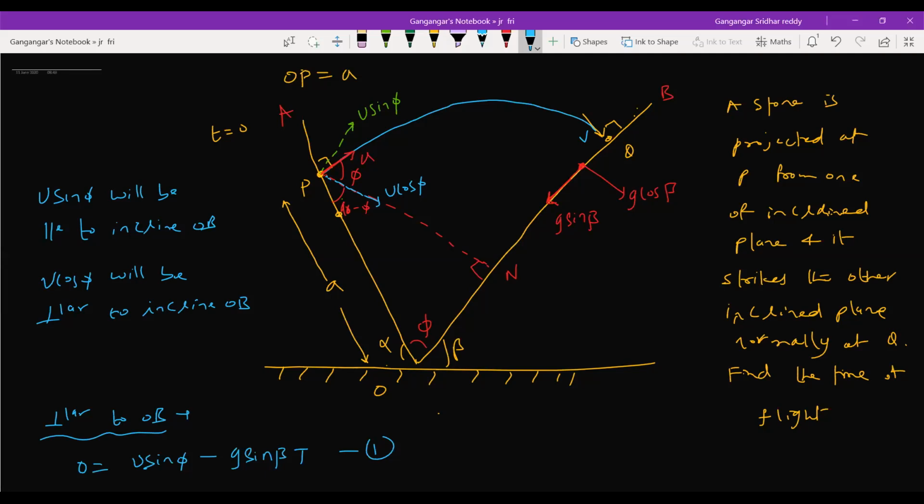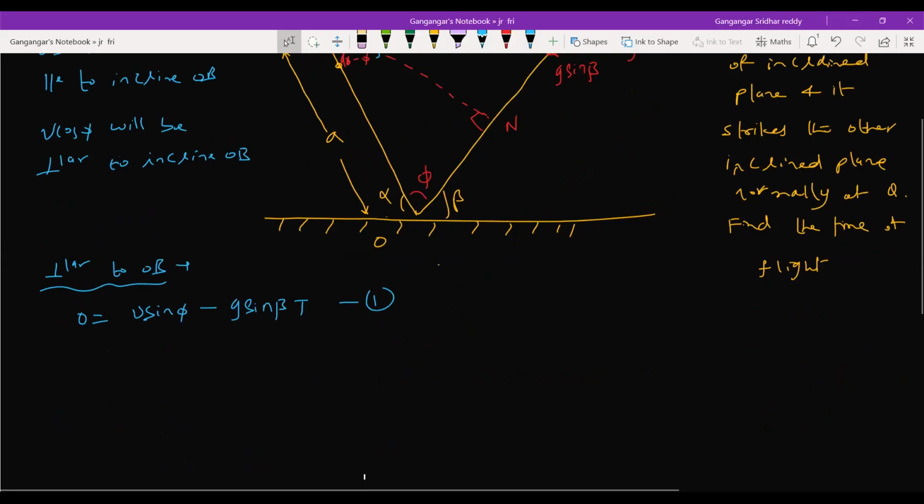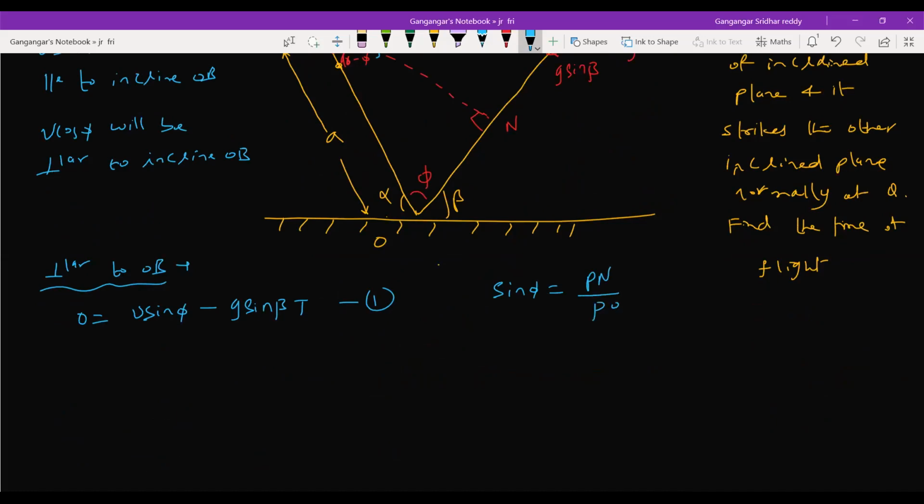Okay, now after this, can we write this distance Pn? What can be the distance Pn? Sine phi equal to Pn by A, and the value A is given. So let me write one mathematics. Sine phi is equal to Pn by Po. So Pn is equal to Po sine phi, which is equal to A sine phi.